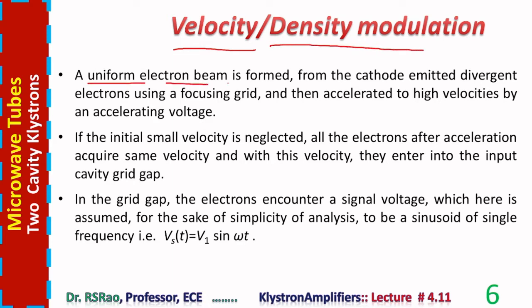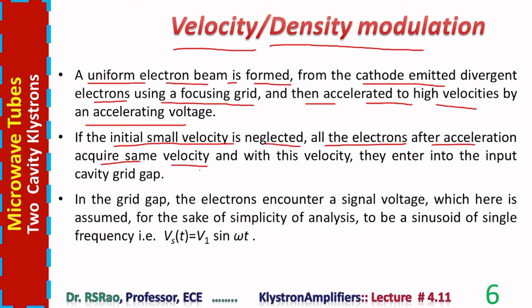A uniform electron beam is formed from the cathode-emitted divergent electrons using a focusing grid and then accelerated to high velocities by an accelerating voltage. If the initial small velocity is neglected, all the electrons after acceleration acquire the same velocity because all electrons are accelerated by one voltage. If we assume the initial velocity of the electrons is 0, then as the accelerating voltage is the same, all the electrons naturally acquire the same velocity after acceleration, and with this velocity they enter into the input cavity grid gap.